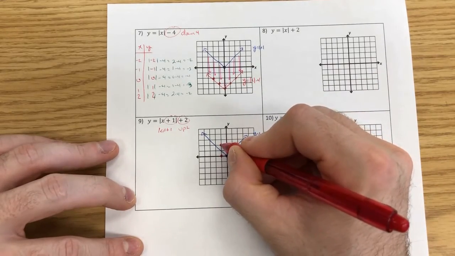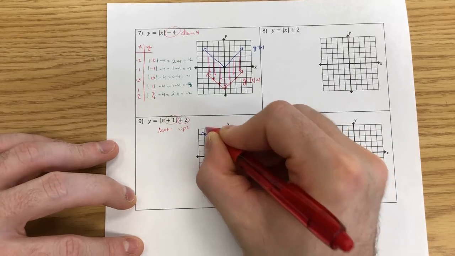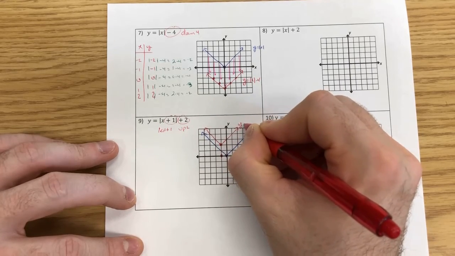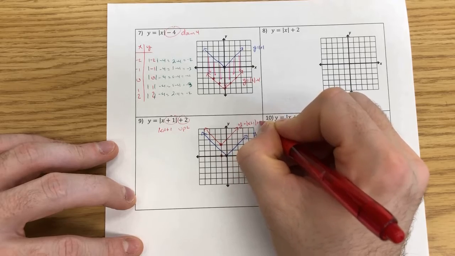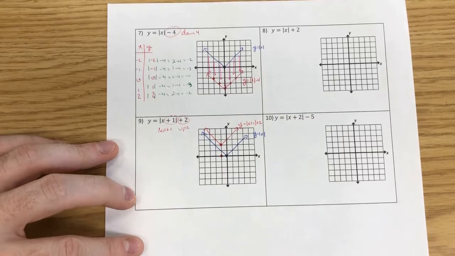And up here, I'm going to draw my perfect diagonal to the right. I'm going to draw my perfect diagonal to the left. And there's my y equals the absolute value of x plus 1 plus 2. There we go. That's how you graph from a parent graph.